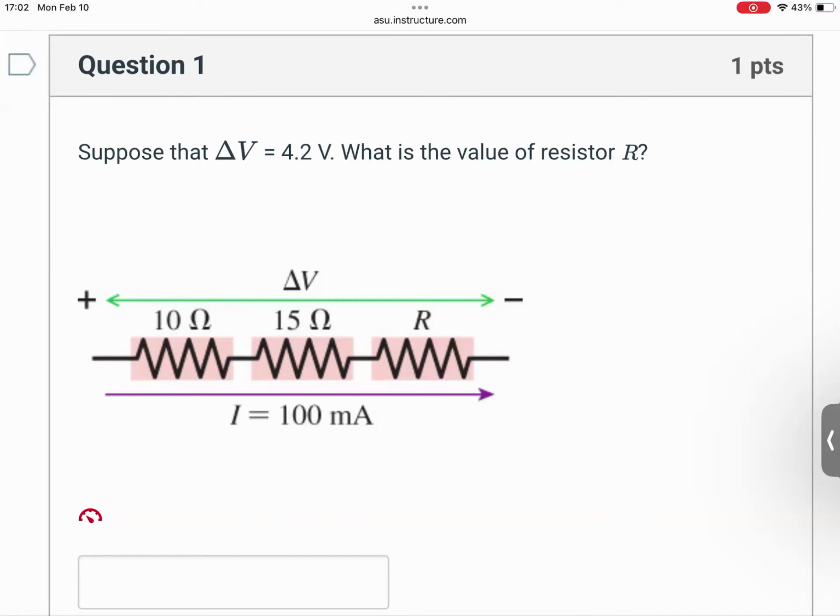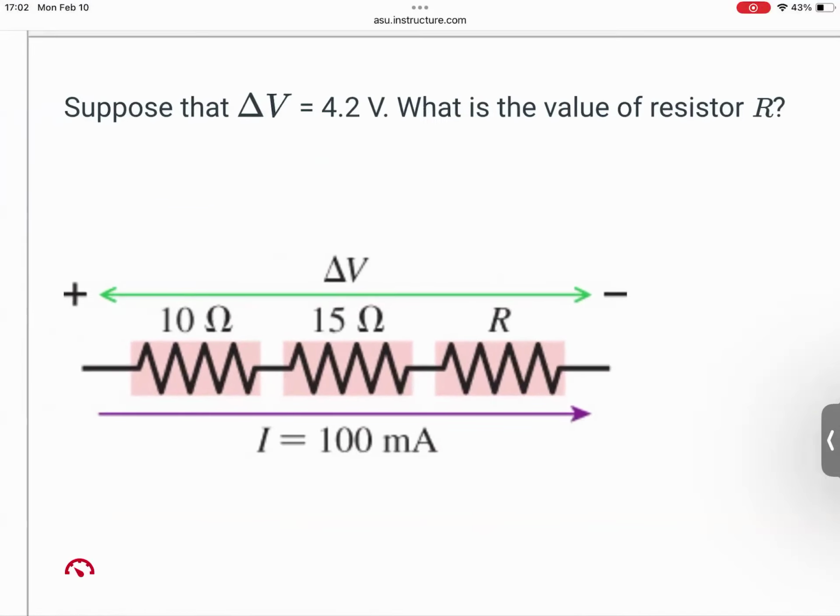Okay, here we go. Take a minute. Find R. I found it. It's right there. Okay, put this in Google Form G.